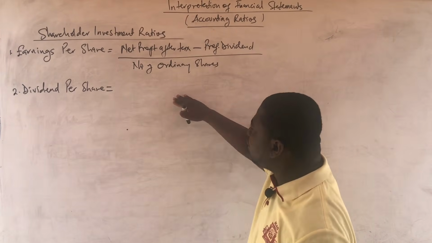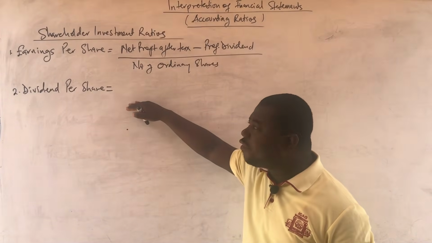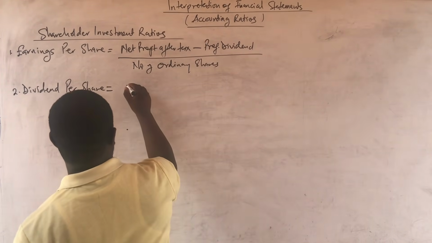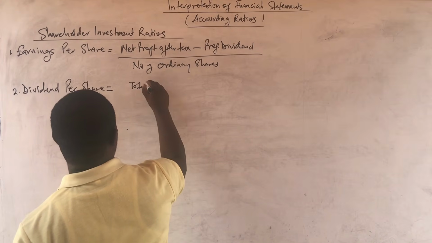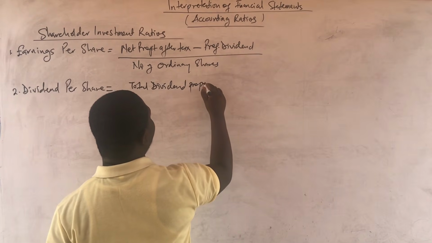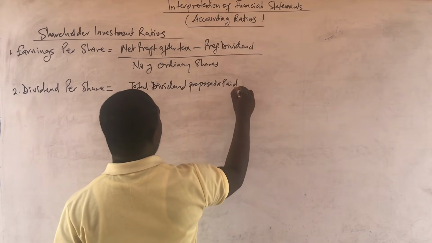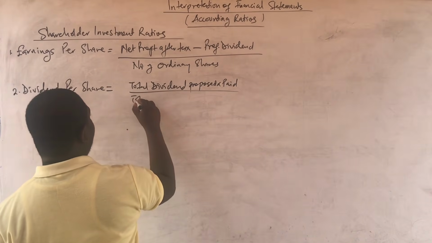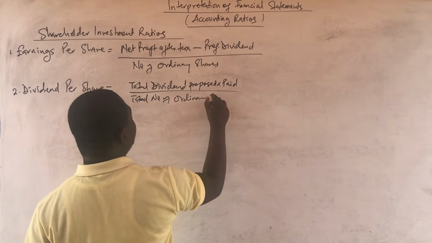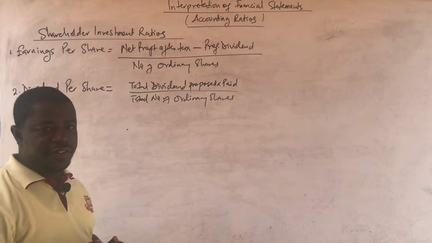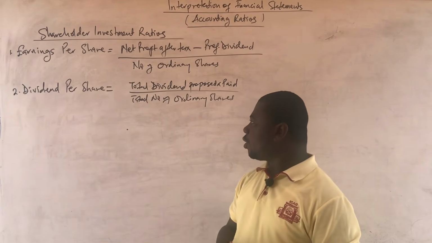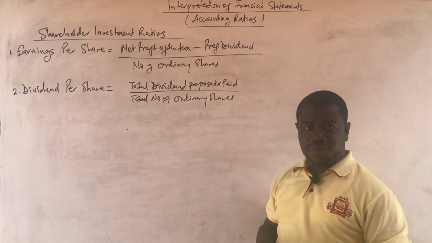And so the total dividend that is proposed and paid, then we have to divide it by the total number of ordinary shares to know the dividend per share. So dividend per share is the total dividend, which is in monetary form, dividend proposed and paid, all over the total number of ordinary shares or equity shares. So it's going to give us the dividend per share. So this is how we come about dividend per share, which is quite different from the earnings per share.